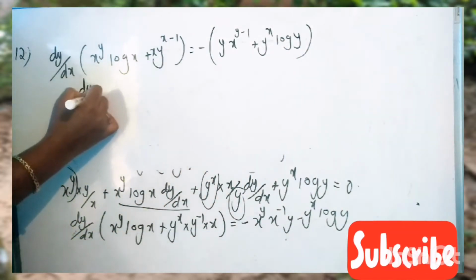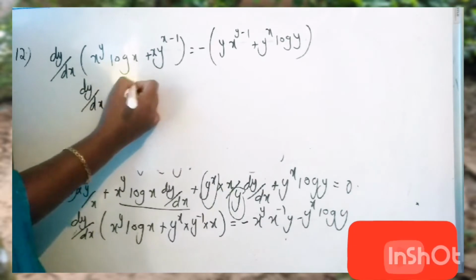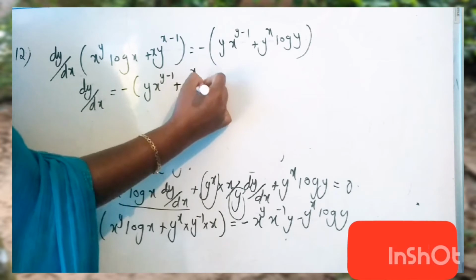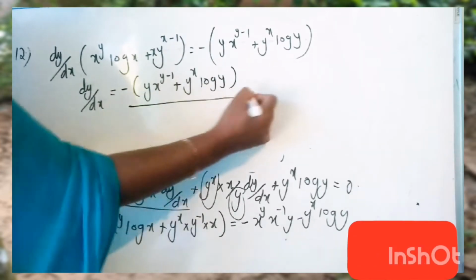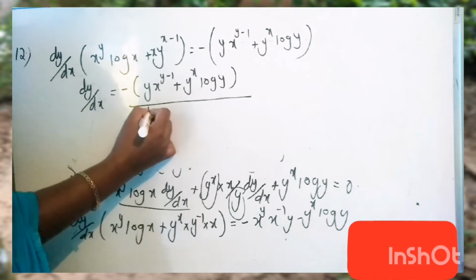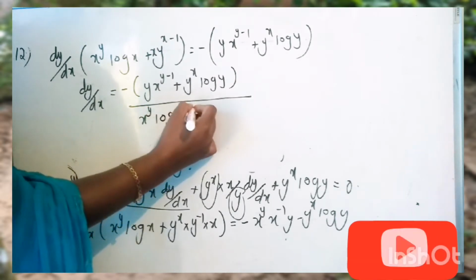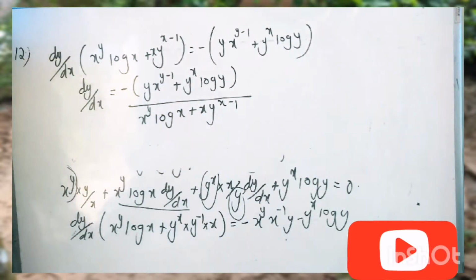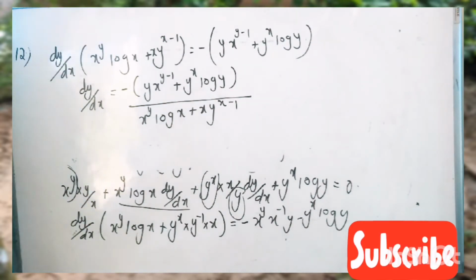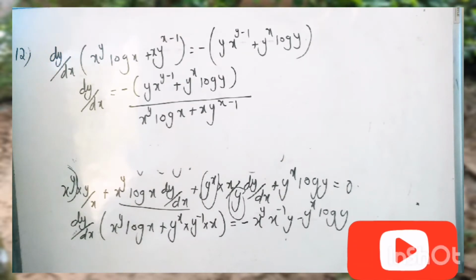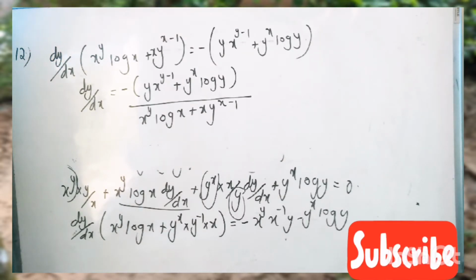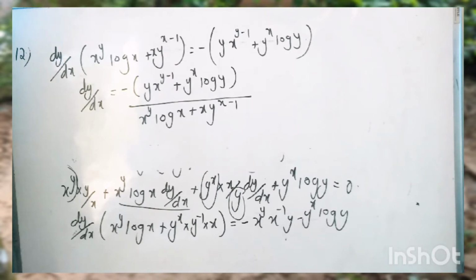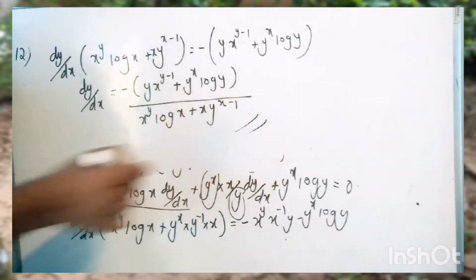Then what is our dy by dx? dy by dx is equal to minus of y into x raised to y minus 1 plus y raised to x into log y, all divided by x raised to y into log x plus x into y raised to x minus 1. So dy by dx is equal to minus of y into x raised to y minus 1 plus y raised to x into log y divided by x raised to y into log x plus x into y raised to x minus 1.